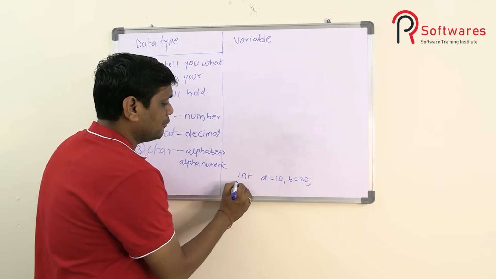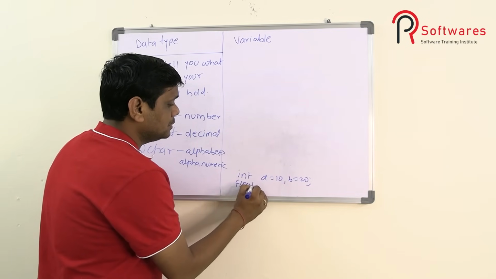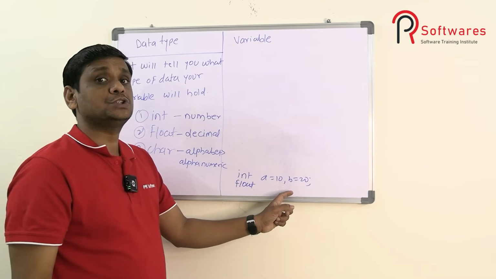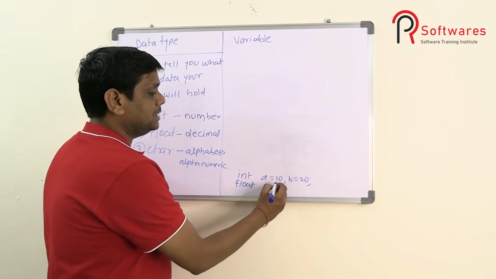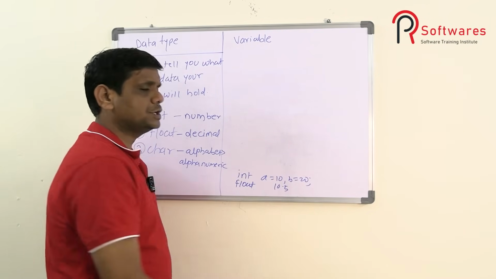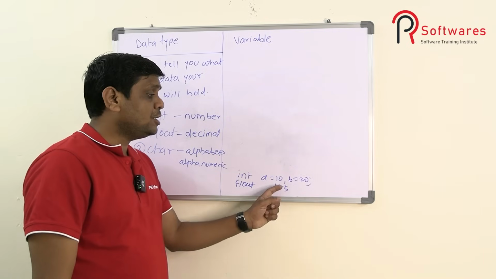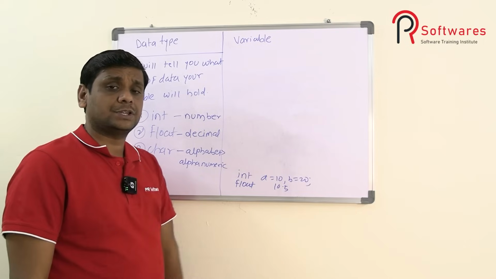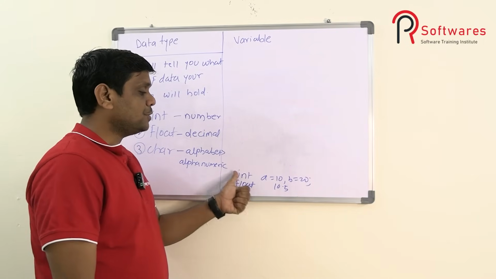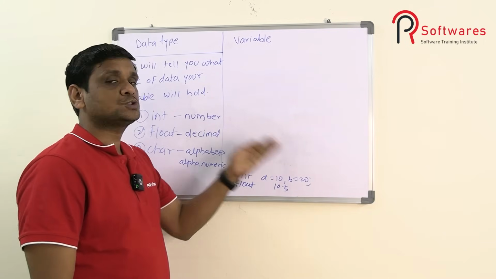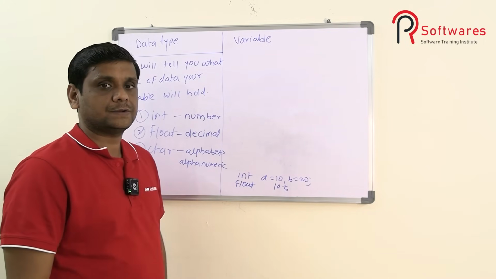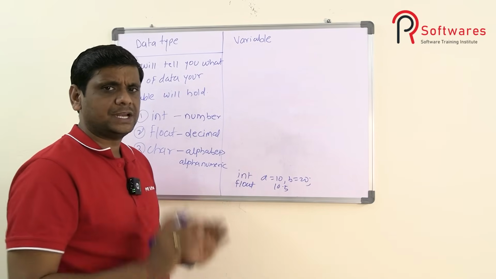Simple, if I write float here, then it will understand, okay, it is going to store decimals. I can write 10, I can write 10.5 also, it will accept both. But it will not understand until you write float there. That is very important. So instead of integer, you can write float. If you want to store an alphabet, you have to write what? Character. Slowly we will understand everything.